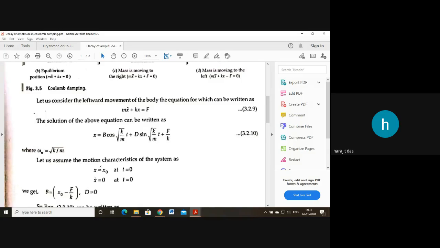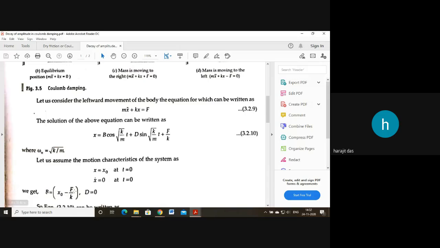Already we have these boundary conditions: x equals x naught when t equals 0, and x dot equals 0 when t equals 0. That means initially there was an initial displacement, and initially there was no velocity. If you put these two conditions separately in the displacement equation and in the velocity equation, you will get the B value as x naught minus F upon k. In terms of x you put x naught, and in place of t you put 0. So the cosine term becomes 1, the sine term vanishes. So B plus F upon k will be equal to x naught.